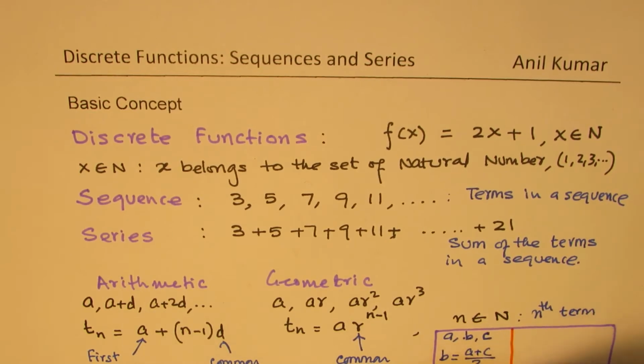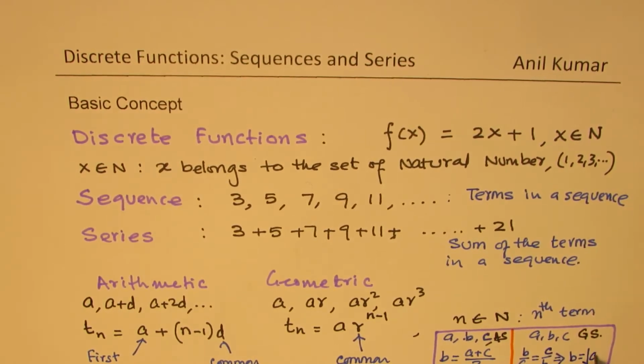On the other hand, if I have the terms A, B, C, but they are in geometric sequence, let me write geometric. This was arithmetic sequence, correct? If they are in geometric sequence, in that case, the ratio of B to A will be equal to C to B, and therefore B will be equal to square root of AC. So this is called geometric mean. Correct. So this is kind of important.